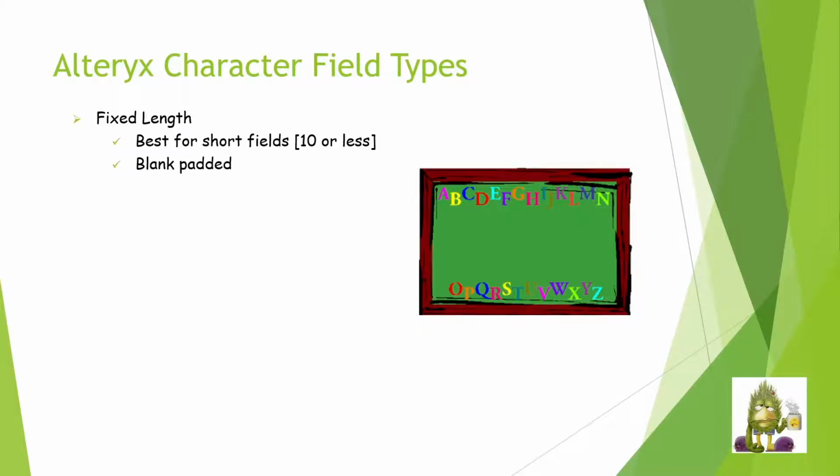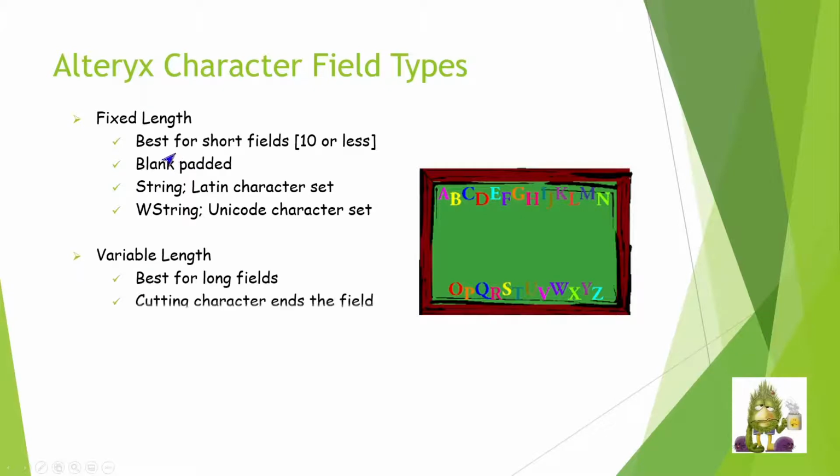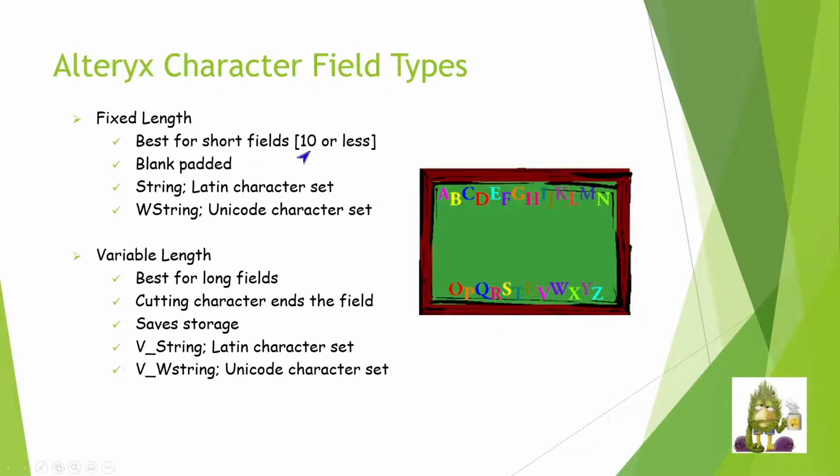Character fields are broken into 2 different types. One is fixed length, and this is best for short fields that are 10 or less characters. Once you define the field size, if the string that you're placing into that field is not as big as the field definition, such as if I just put 8 characters into a 10-character field, it will be blank padded to the right to fill out the field.